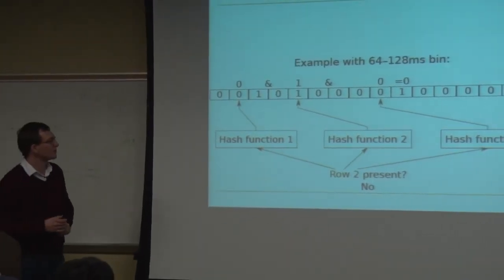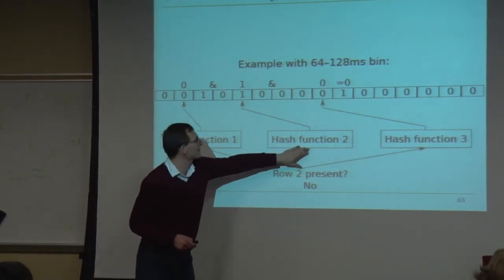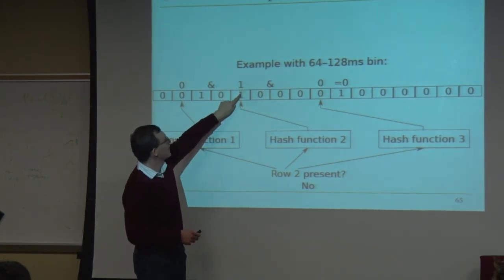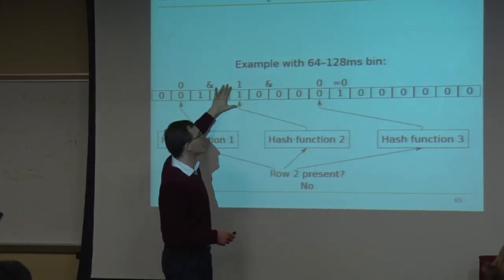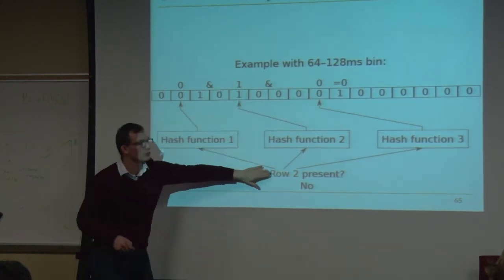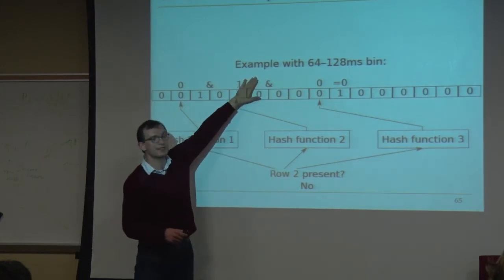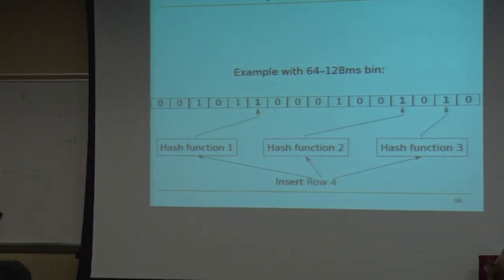How do you check row 2's presence? Well, you supply row 2's address in the memory controller. It goes through these hash functions and maps to these other bits. And it maps to one bit that's 1, but the other bits it maps to are 0. As a result, the Bloom filter returns that this row 2 is not present in this bin. And row 2 should not be refreshed every 64 milliseconds. Make sense?